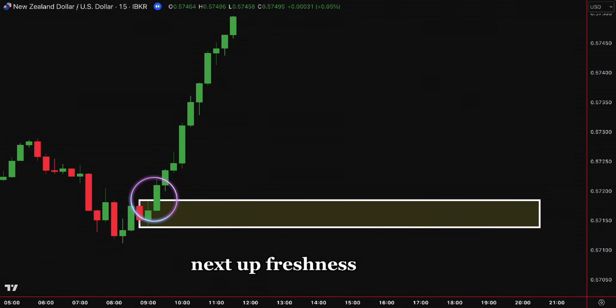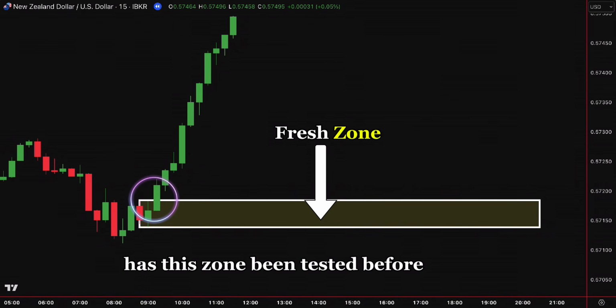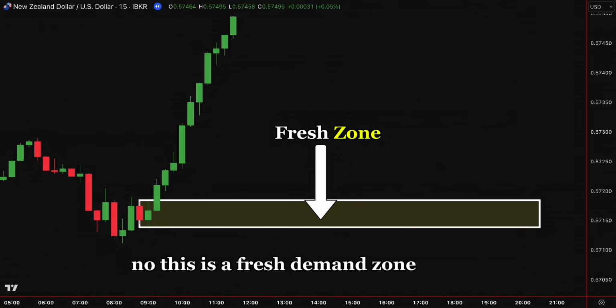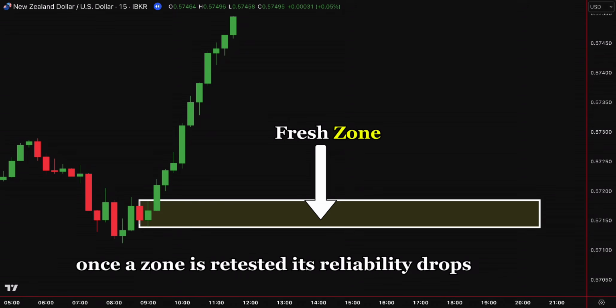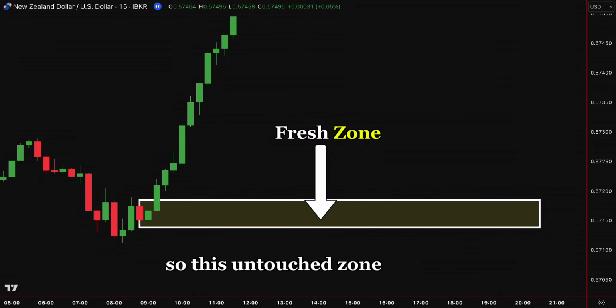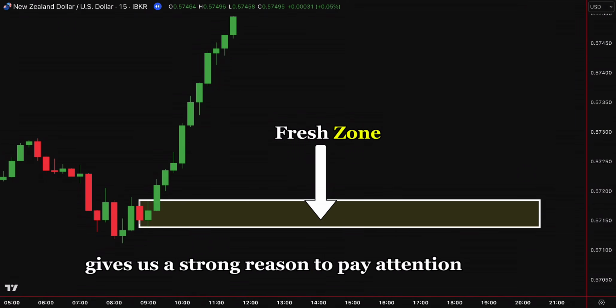Next up, freshness. Has this zone been tested before? No, this is a fresh demand zone. And that's key. As we've said before, the first touch of a zone is usually the strongest. Once a zone is retested, its reliability drops. So this untouched zone gives us a strong reason to pay attention.